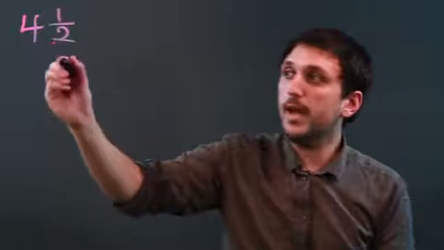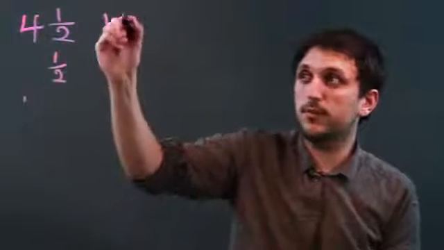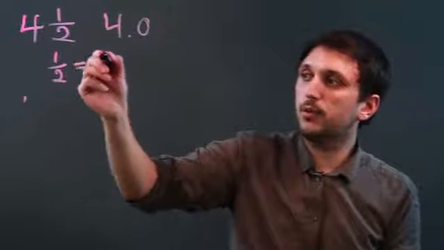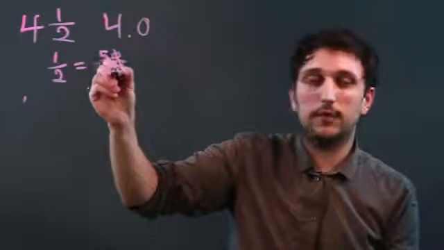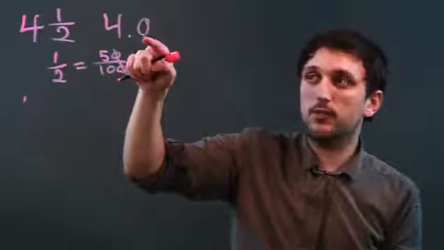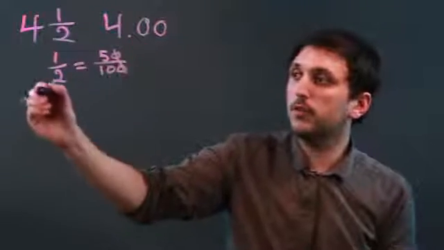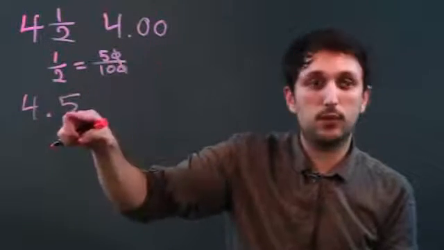So 1/2 is the problem here, because if we just had 4, that would just be 4.0. So the 1/2, well, that's equal to 50 out of 100, or just 5 over 10. And each decimal place, this is the tenths, this would be the hundredths. So 5 out of 10, we just say 4.5, because it's 5/10.